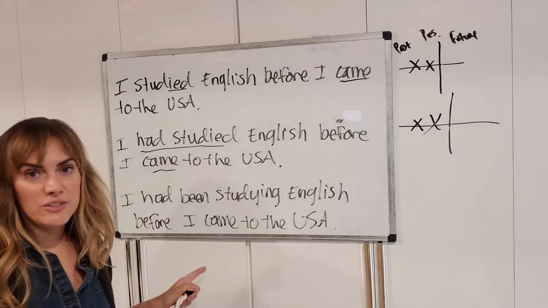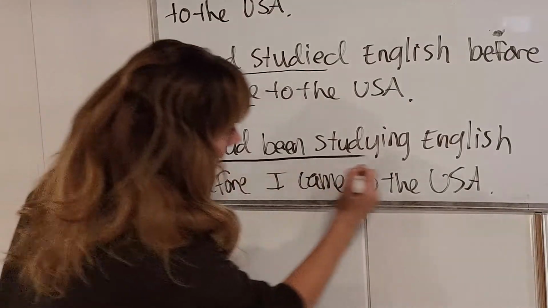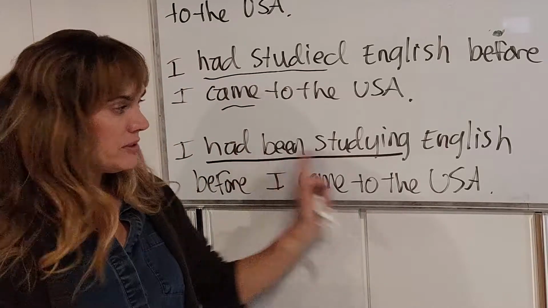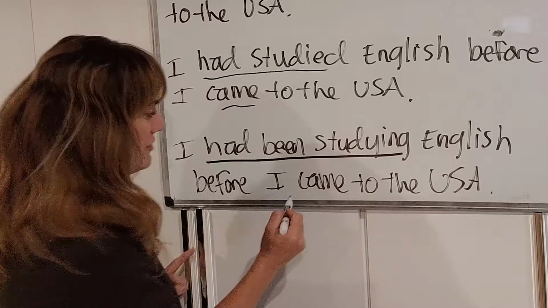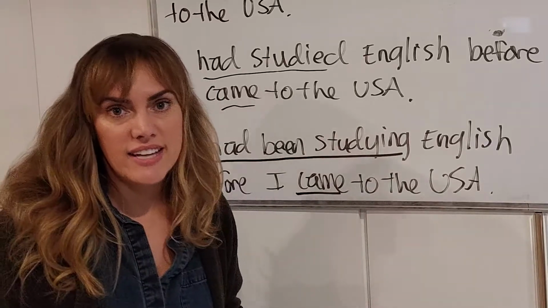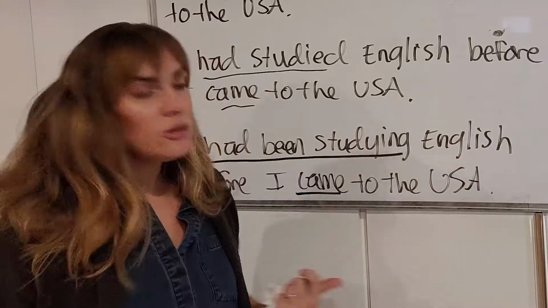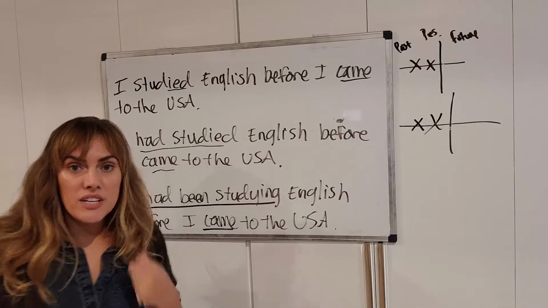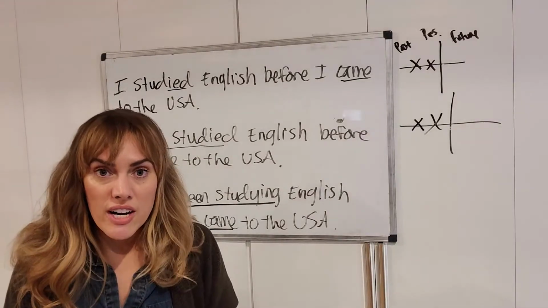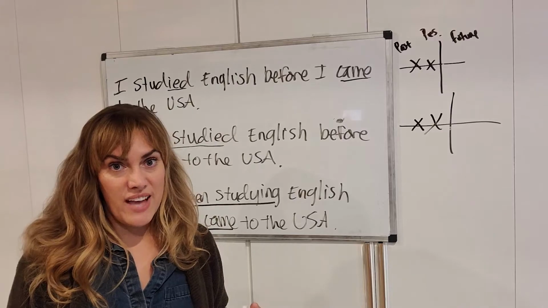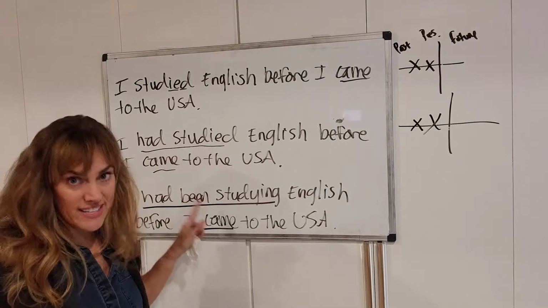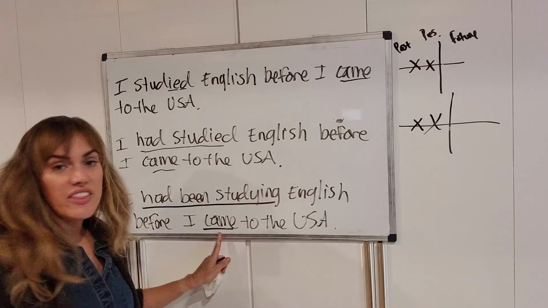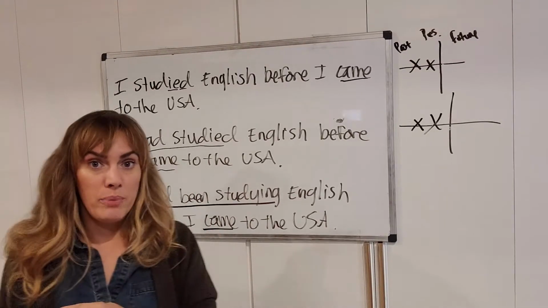Finally, we have this one. I had been studying, past perfect progressive. I had been studying English before I came to the United States. Now, this one's a little bit different. It focuses on what was in progress before something else happened. So this one was first, just like these ones. This one happened first, and then this one happened second, and they're both done.